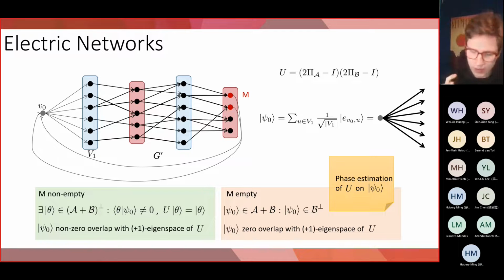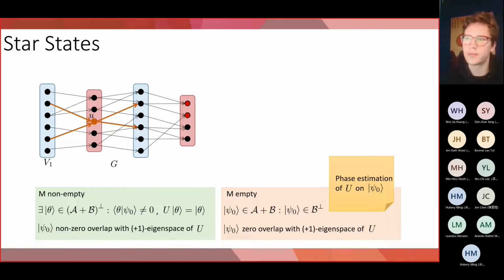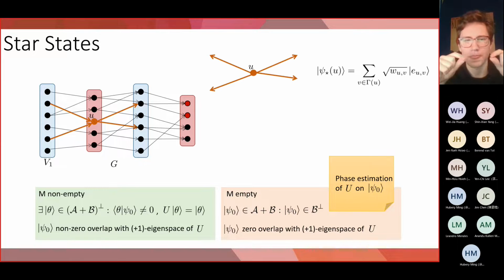And a key element of creating these spaces A and B are something that we call star states. If we zoom in on a single vertex in this graph, let's say U in the second layer, we can consider the state that's the sum of all these edges coming out of U. So this is the star state of U, and note that all edges have some weights attributed to them. Here you see the definition of the star state.